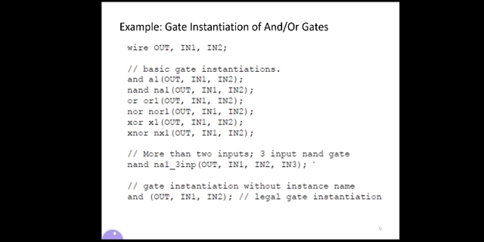Now gate instantiation without an instance name. See here, this is without an instance name. In all the previous cases we have used the instance name. Just observe the first example for the AND gate and see this example. In this, the instance name is missing. This is also allowed, and directly the terminal names, out, comma in1, comma in2. In the previous case it was A1, here it is missing. So this is also a legal gate instantiation.